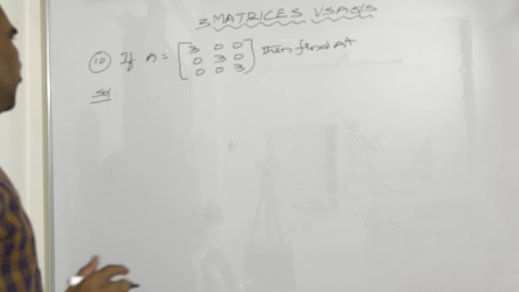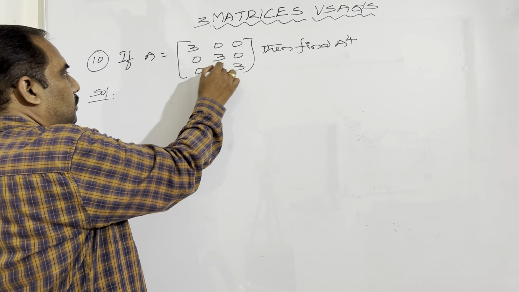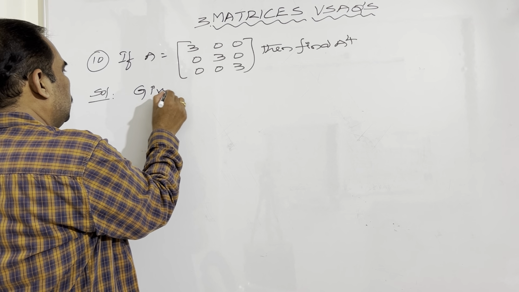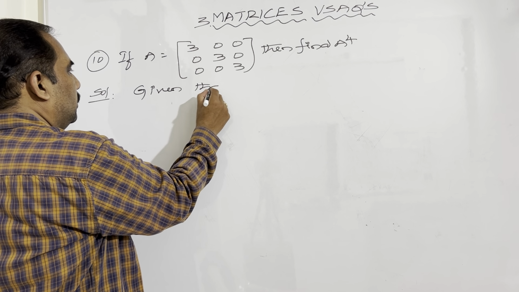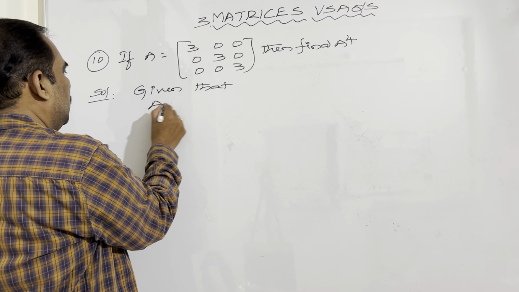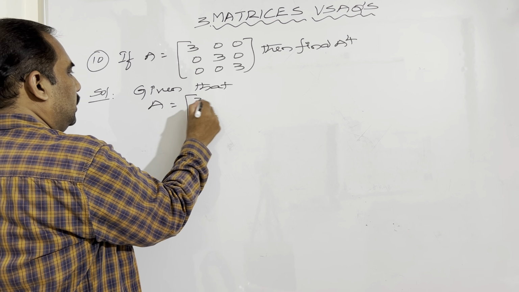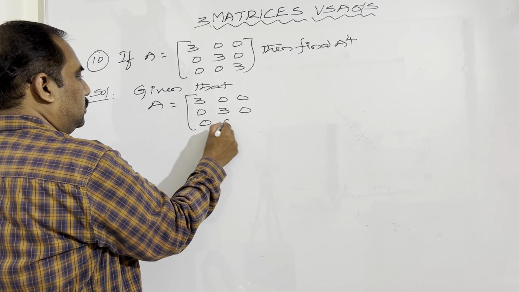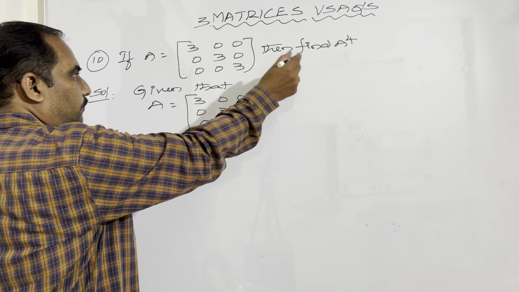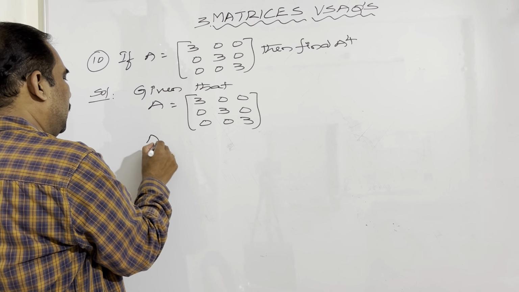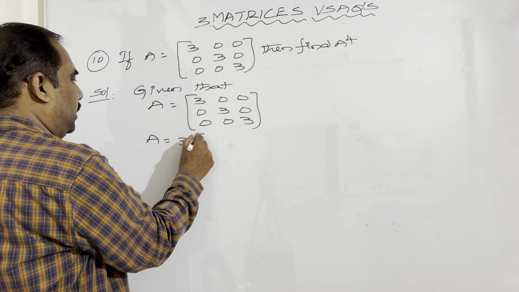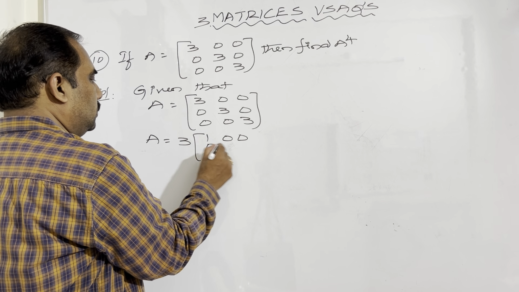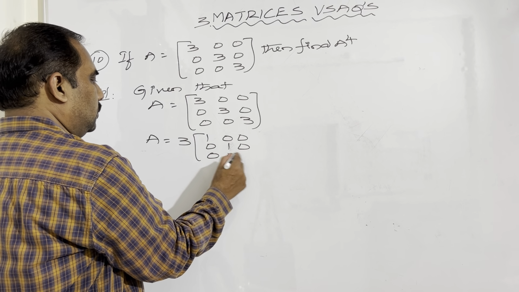Next, 10th question: if A is equal to 3, 0, 0, 0, 3, 0, 0, 0, 3, then find A to the power of 4. So here, given that A is equal to 3, 0, 0, 0, 3, 0, 0, 0, 3, we have to find A power 4. Now if you take 3 common from this, we can write 1, 0, 0, 0, 1, 0, 0, 0, 1.